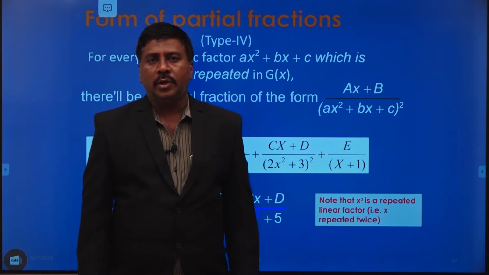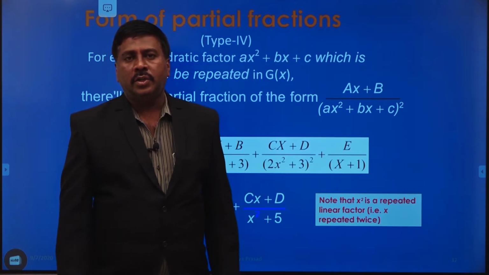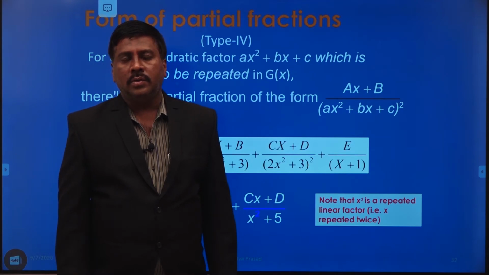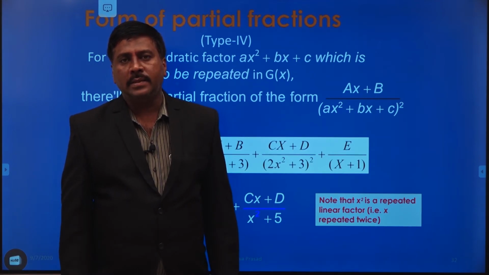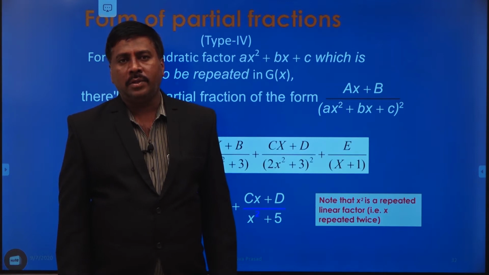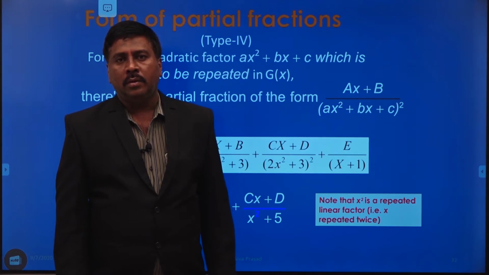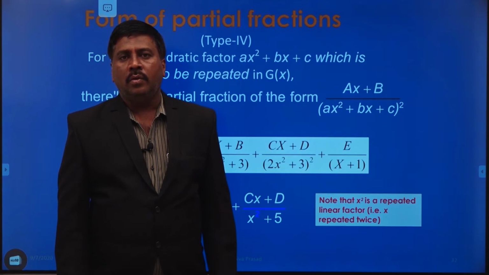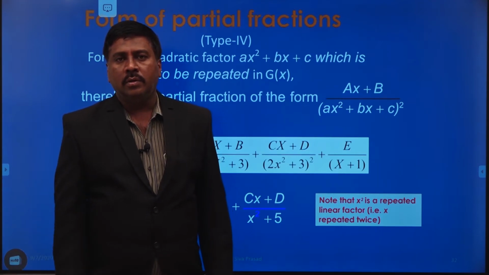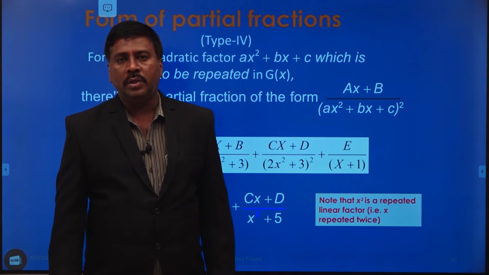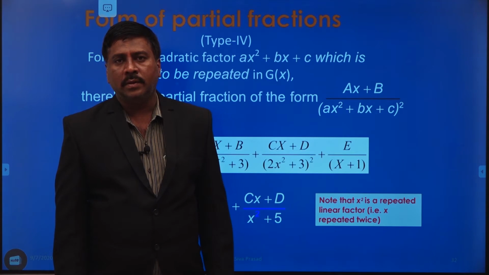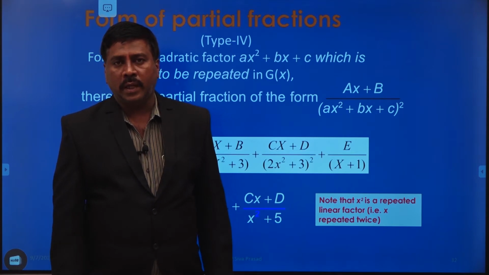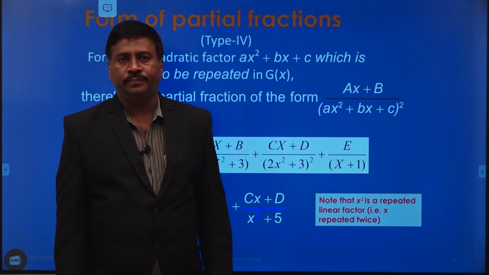In the series of lectures, in my previous lecture, we discussed how to resolve into partial fractions. In that we learned type 1, type 2, and type 3. So in this session, the continuation of this lecture, that is type 4, we will see how to resolve the proper fraction into partial fractions. This concept you have to see in this lecture.